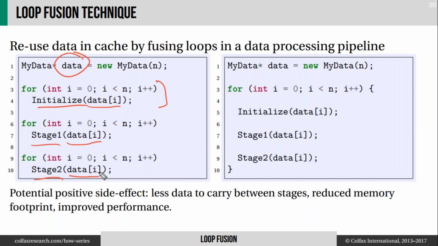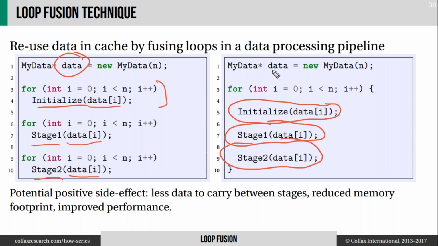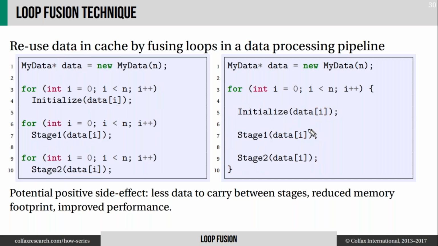That's not good, and it can be easily avoided by Loop Fusion. With Loop Fusion, I do the same operations, but in a different order. First, I apply all data processing stages to one data element, and then I move on to the next and the next data element in the loop. Loop Fusion automatically improves data reuse and reduces the pressure on the memory subsystem.